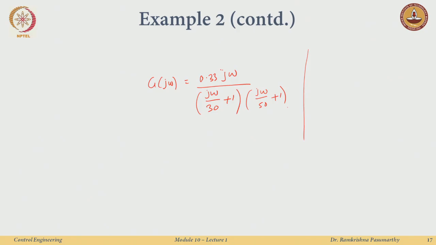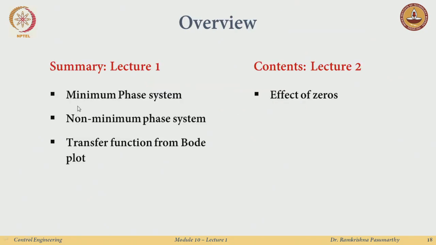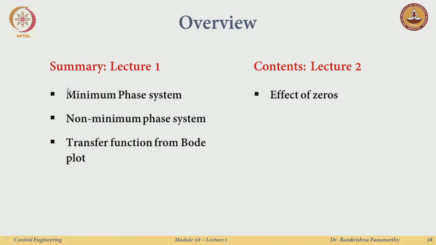So what we have learnt here is that we started with the aim of experimentally determining a transfer function, but the catch was that we had to distinguish between minimum and non-minimum phase. We said that for a minimum phase system there is a unique relation between the magnitude plot and the transfer function, and also the phase. So we learnt about these things, and then, given a minimum phase system, we learned how to get the transfer function from a Bode plot.